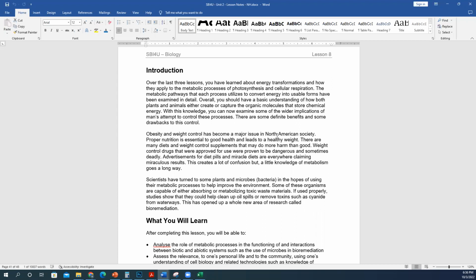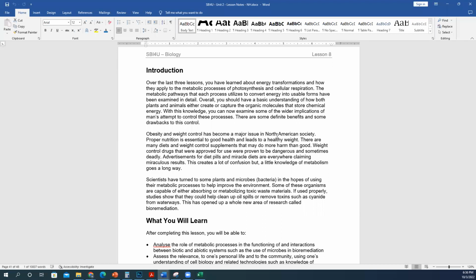Scientists have now turned to some plants or even some microbes, some bacteria, in the hopes of using some of their metabolic processes to also help to improve the environment. And some of these organisms, these microbes or some plants, are capable of either absorbing or sometimes even metabolizing toxic waste in the material.